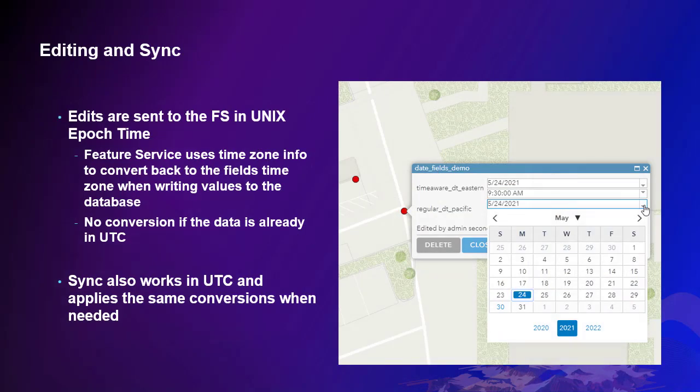When editing, just like when querying, the feature service works with UTC values. Here, clients send date values for inserts or updates in UTC. The service then converts these values to the appropriate time zone when writing to the database. If the database's date fields are in UTC, no conversion is applied.